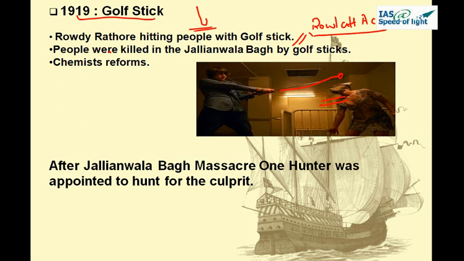And another thing, initially we related the Governor Generals when we were doing this. So what we related with the Rowdy Rathore, what the profession of Akshay Kumar in that movie was, he was a chemist, and chemist was Chelmsford. Okay, so Chelmsford, Rowlatt Act, and 1919 hitting people with golf stick, and Jallianwala Bagh, again people were hit with golf stick in Jallianwala Bagh. And this year we also see Chelmsford reforms.